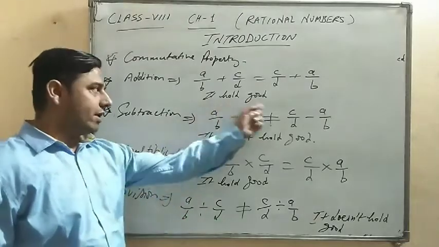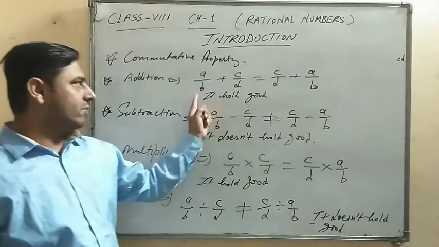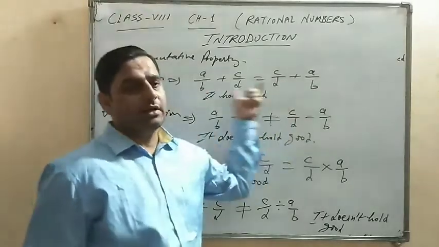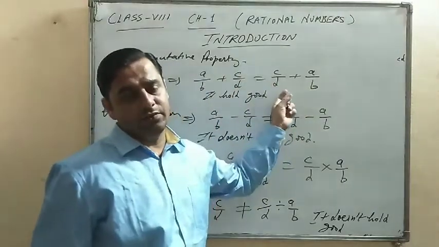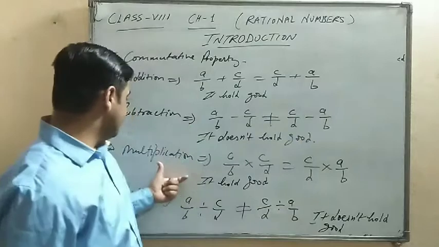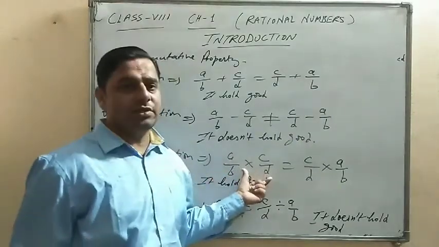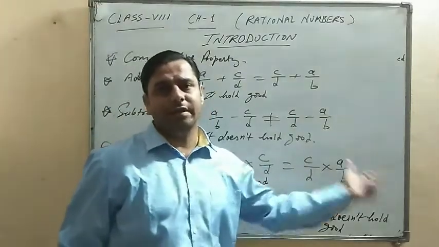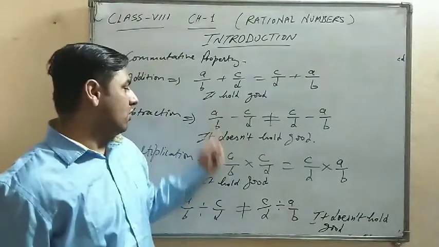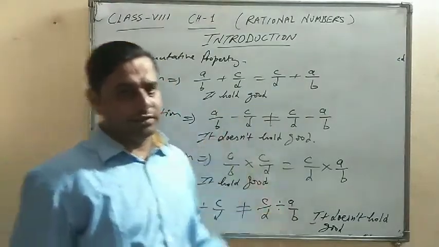So here two conditions are good. First is addition. When you add the left hand side rational numbers and the right hand side rational numbers, you will get the same result. In multiplication also, when you multiply the left hand side two rational numbers and the right hand side two rational numbers, you will get the same result. That's why both properties are good for these conditions.